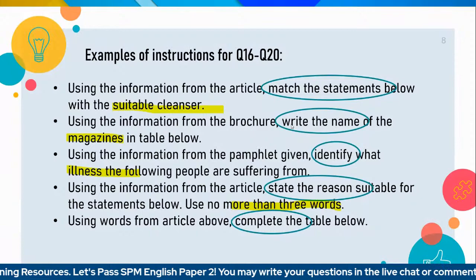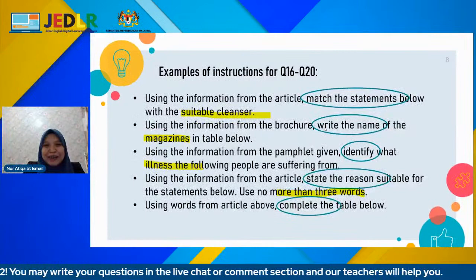I hope that makes sense for you so far. Right? Okay. I think that we can move on to the next slide.